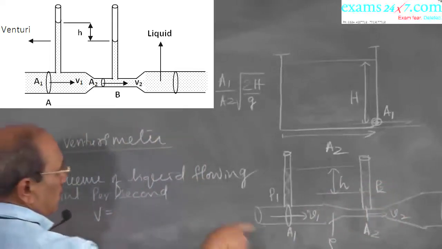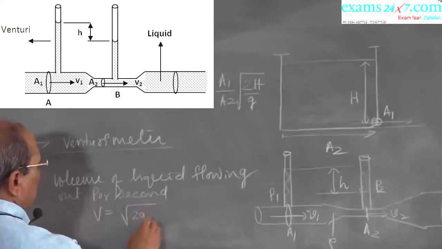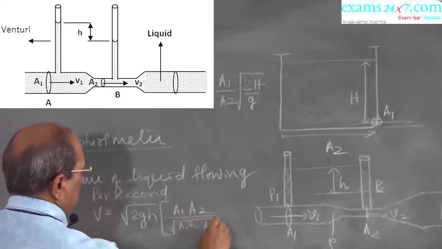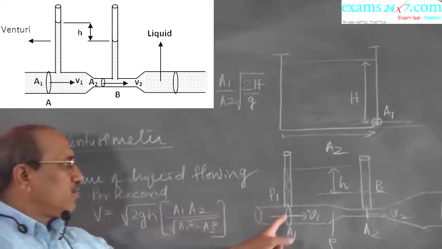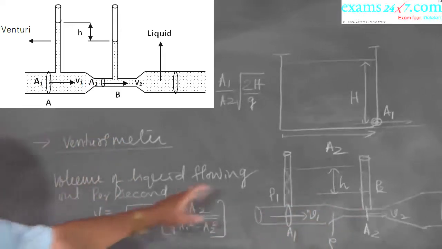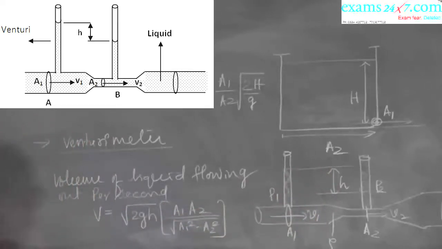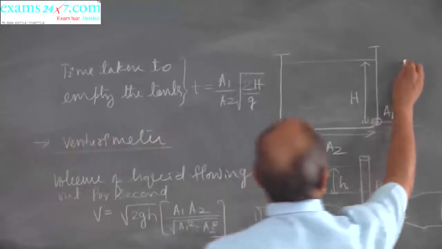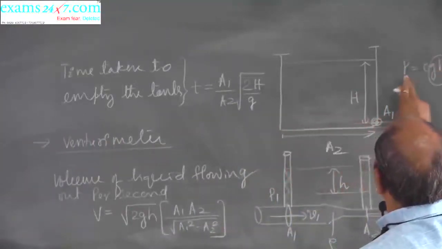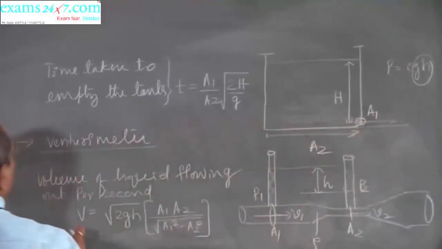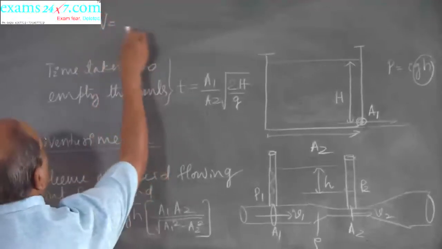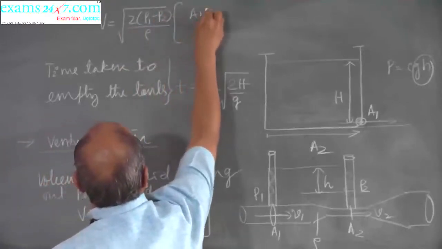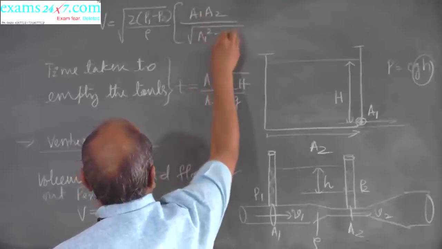Volume is equal to, the velocity of flow we have already taken as root 2gh, into A1 A2 by root of A1 square minus A2 square, where A1 and A2 are the cross-section areas of the Venturi meter tube. H is the difference in height of the liquid levels in the two capillaries. g is acceleration due to gravity. gh can be replaced because we know pressure is equal to rho gh. If you want gh, it is P by rho. P by rho is a pressure difference. I write here that V is equal to square root of 2 into P1 minus P2 by rho into A1 A2 by root of A1 square minus A2 square.